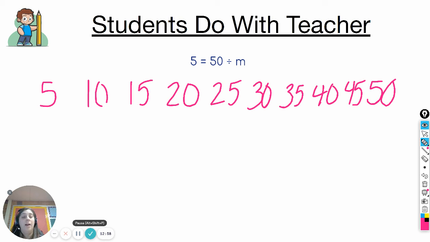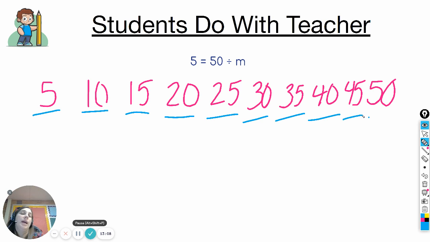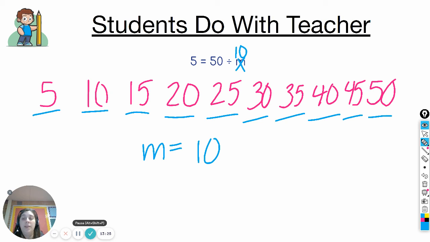Now let's figure out how many times we had to skip count. 1, 2, 3, 4, 5, 6, 7, 8, 9, 10. We need to skip count 10 times, which means M equals 10. Okay, so if we were to replace this M, it would be with a 10. So our problem would be 50 divided by 10 equals 5.